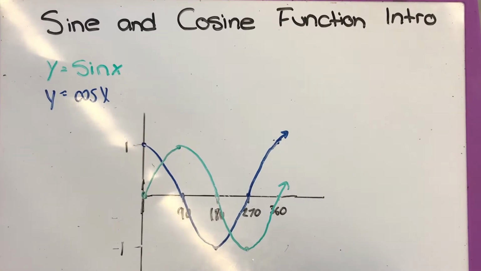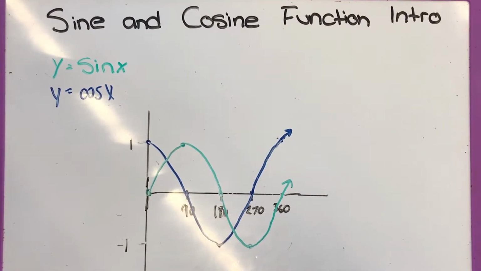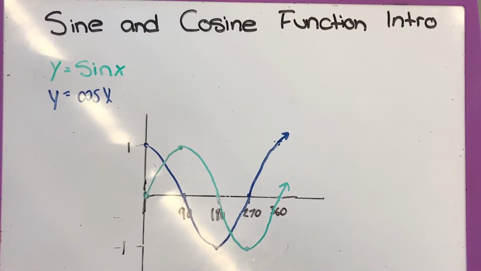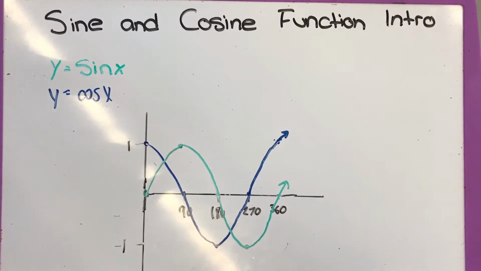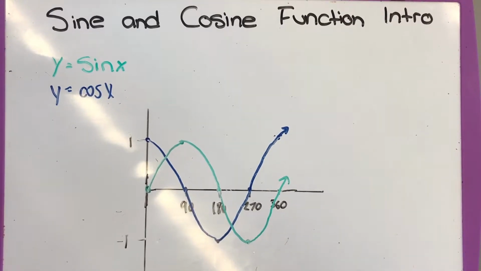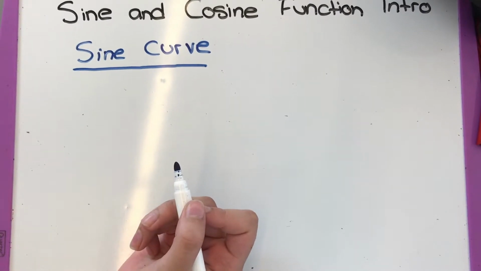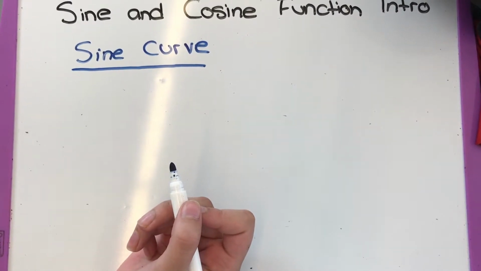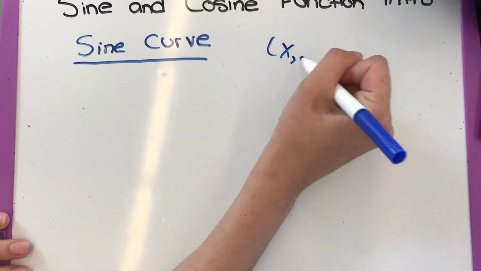So these are the two main graphs for sine and cosine function. So y equals sine of x is the green one, and y equals cos of x is the blue one. For sine of x, it starts at 0, and for cos of x, it starts at 1. First, talk about the sine curve. The sine curve can be generated from a circle by plotting the rotational angle and the value of sine as x and y. So the value is x and y.